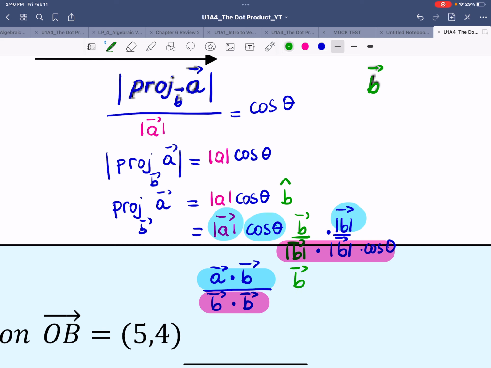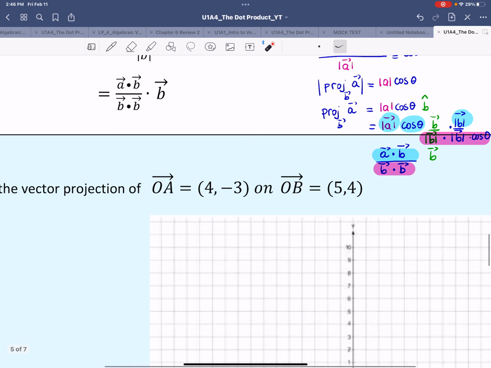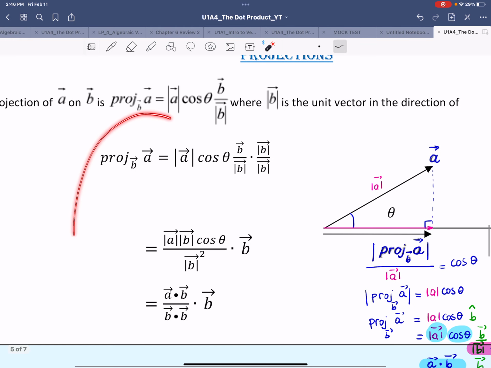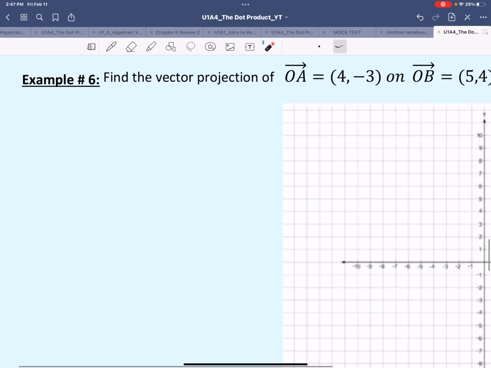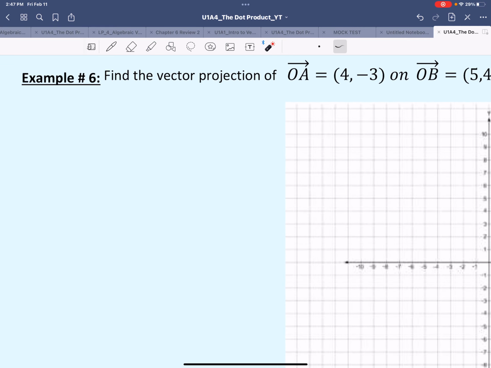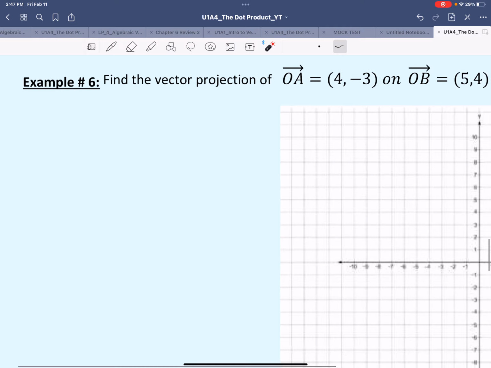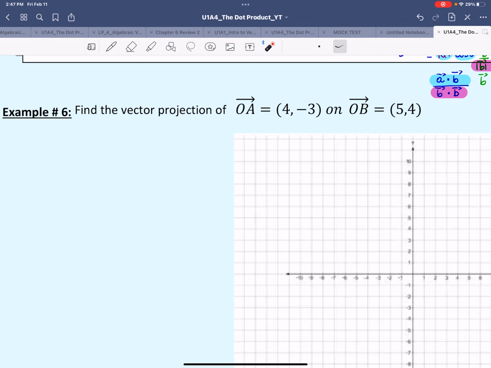So the only term that hasn't been involved so far would now be the vector B. So we'll say that the projection of A onto B is A dot B divided by B dot B times the vector B itself. So let's take a look at an example. And this is all described in here, but it's nicer when we derive the formula on our own. So we're going to take a look at the vector projection of OA onto OB. So we're trying to project vector OA onto OB.